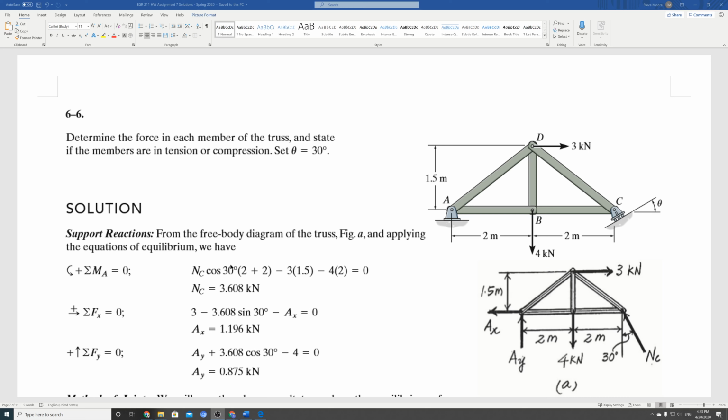All right. So looking at it first, the author chose to do a moment equation about A. And when you do it that way, what happens is you eliminate these two, right? Because these forces are acting right at that point. So now you're just having the moment due to this, this, and this, okay?